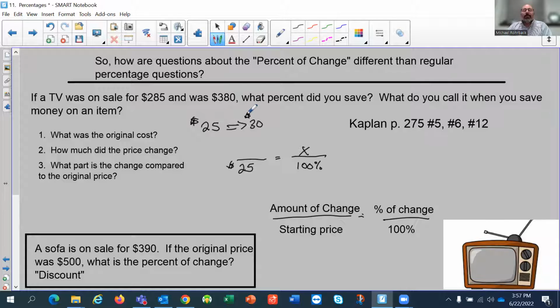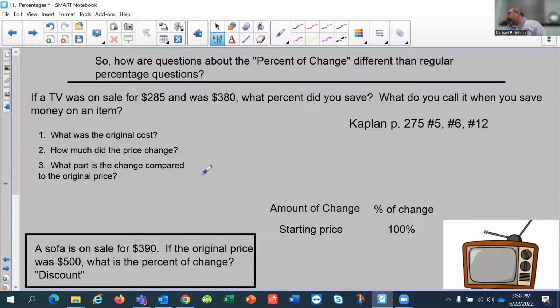Now, what is the amount of change? It's not $30. 25 to 30 is a change of $5. Once you have it set up right, cross multiply, divide, get your answer. 5 times 100 is 500 divided by 25. It's a 20% change. And there's your answer. It increased 20% because it went up. So that's number 5. Try number 6 and then hit pause now, try number 6, and then check your work with me.